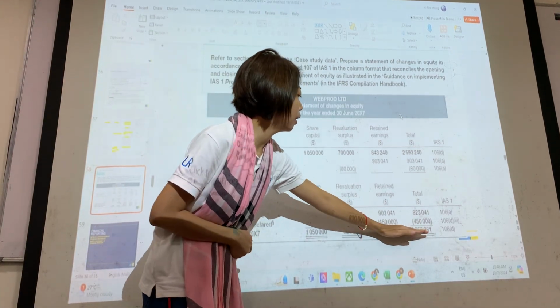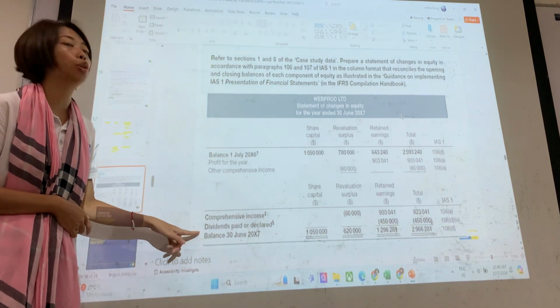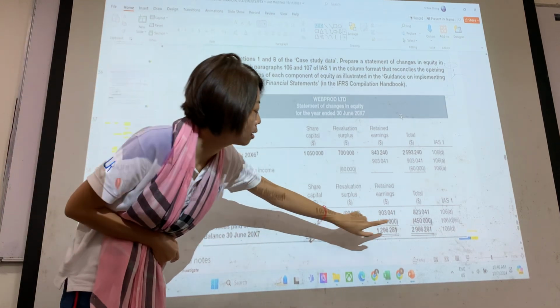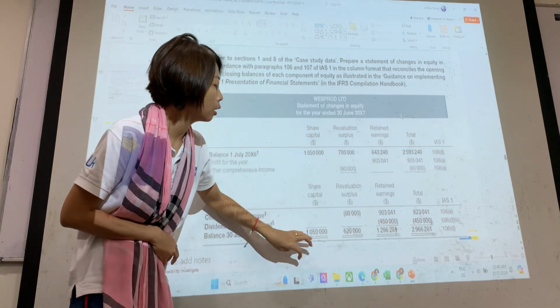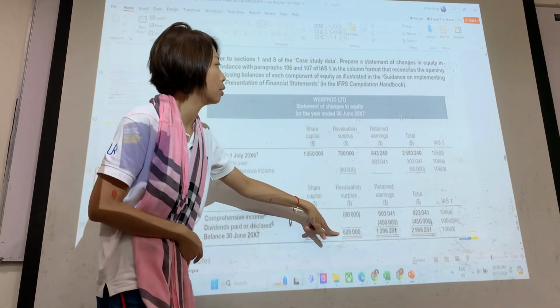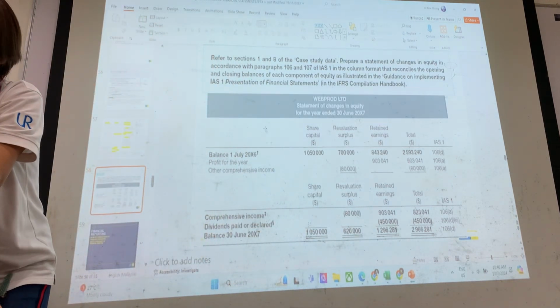Now, the last row is the carry down. You have to match with your statement of financial position. You have to make sure your statement of financial position has share capital carried down at 1.05 million, revaluation surplus 620,000, retained earning 1.296 million. That's how you should do it.